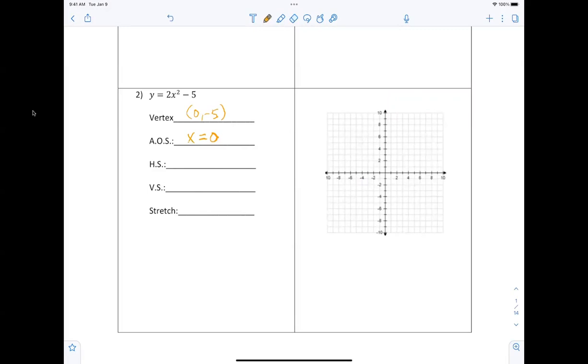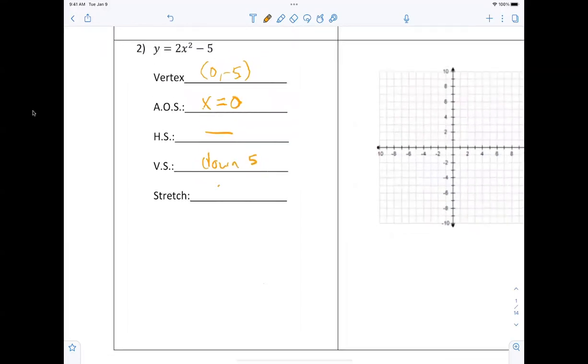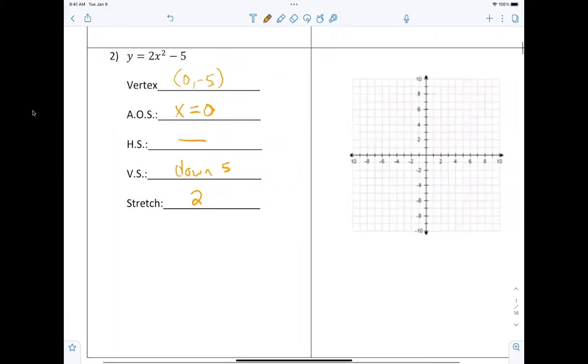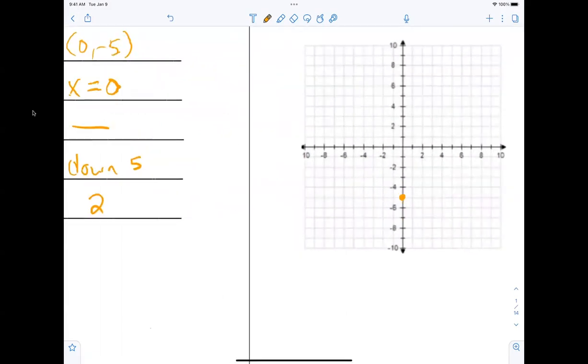So horizontally, did you move horizontally? None. What about vertically? You went down 5. And this time there's a stretch by a factor of what? Right. There's a vertical stretch by 2. So what does that mean? What's our vertex again? So everybody's going to plot the point 0, -5. Now, normally we'd go over 1 and what? Up 1. But now we're going over 1 and up how many? 2. Thank you for remembering that.